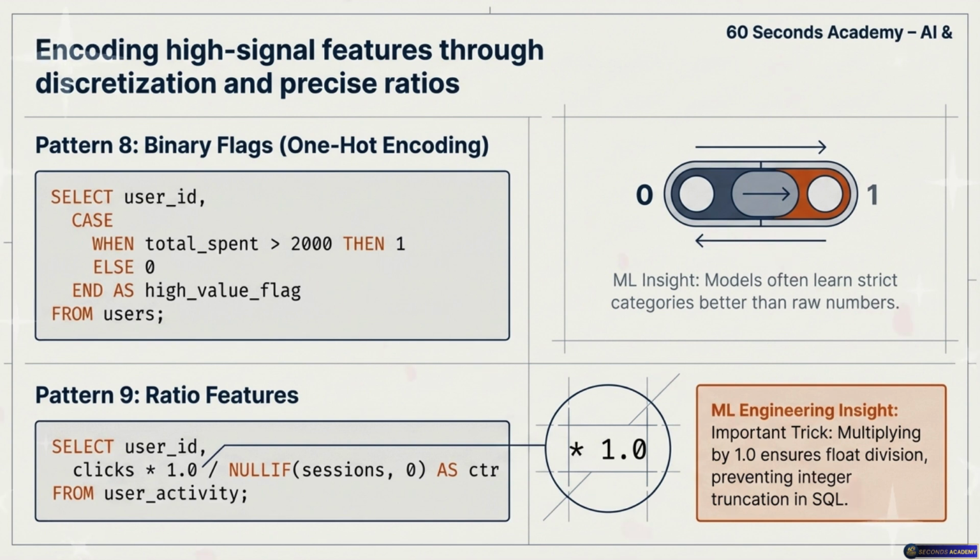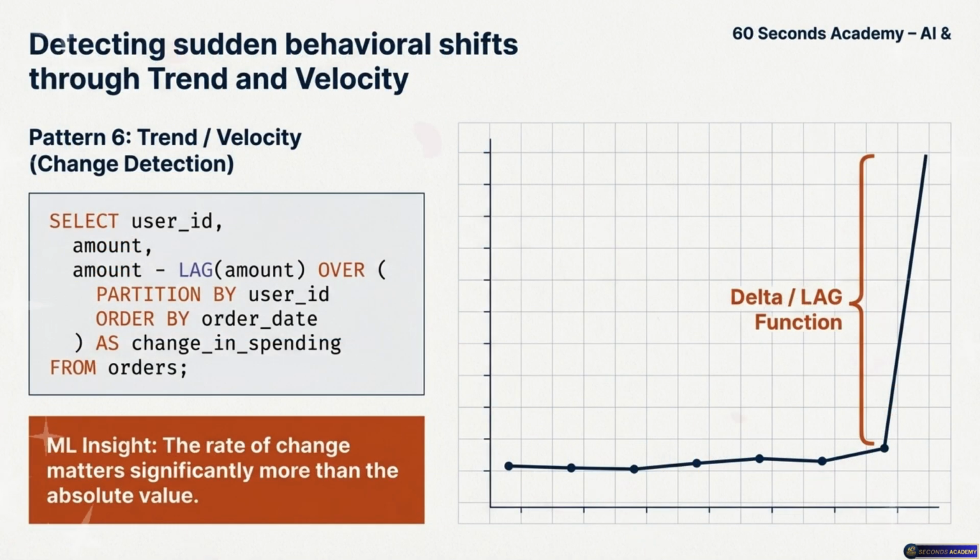Wow. All right, so we have averages, diversity, and ratios. But all of these still represent a static snapshot of a user. Humans aren't static. Our behavior changes. How do we capture those shifts? That brings us to the third phase: time, trends and windows. Averages can actually lie to you if behavior changes suddenly. So we need pattern 6, trend and velocity, which is also known as change detection.